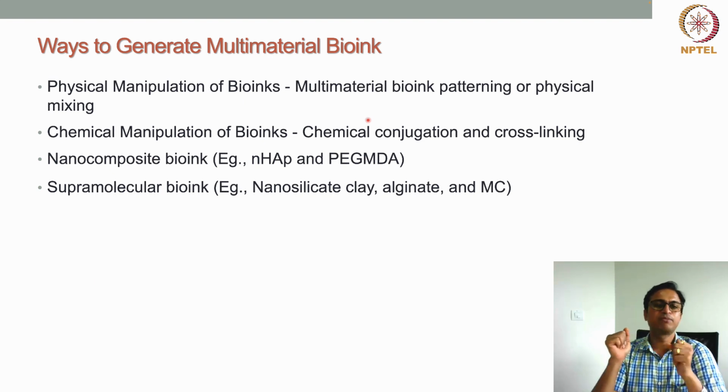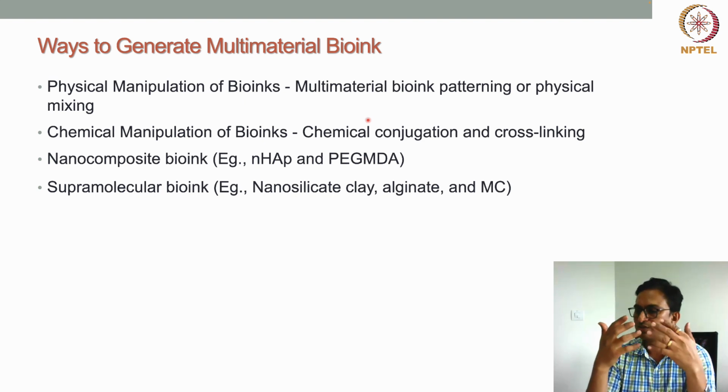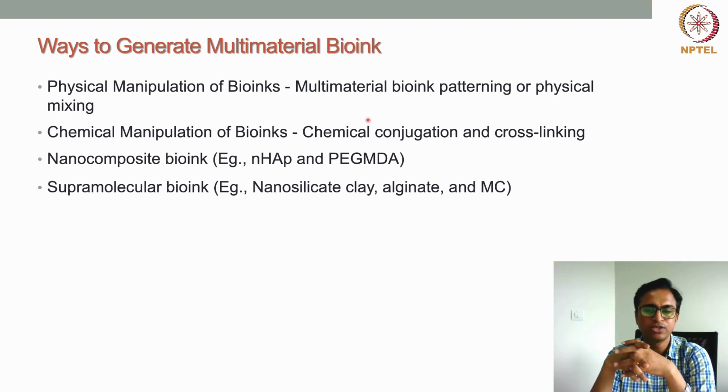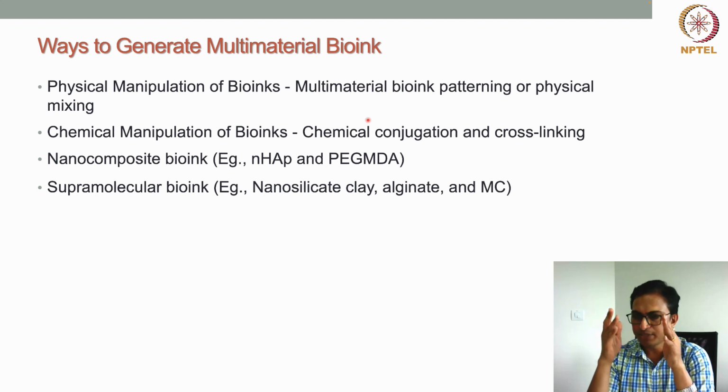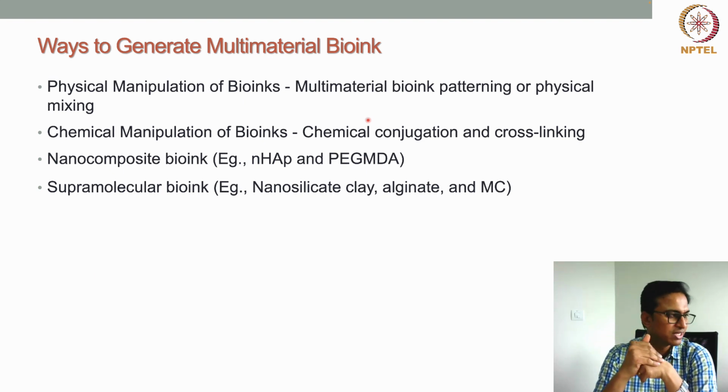The next is chemical manipulation of bioinks. Chemical manipulation of bioinks is mainly chemical conjugation and cross-linking of different bioink components. Suppose we use more than one type of bioink, hydrogels, or polymers together, then we can have certain chemical reactions between the components, so that either chemical conjugation or cross-linking can take place, so that the bioink can be further stabilized.